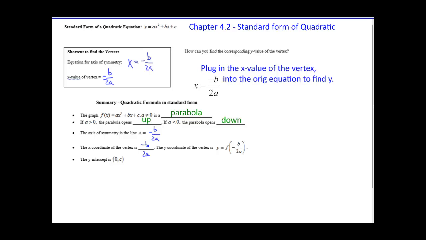The y-coordinate is this function where we input negative b over 2a. This is just notation, simply stating that once we find the x, we input it back into the original equation. Okay. The y-intercept is (0, c). In other words, we let x equal 0 and then solve for y.